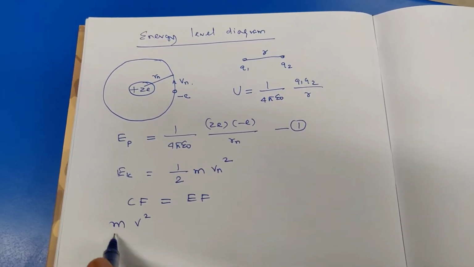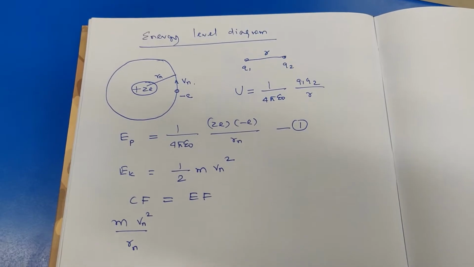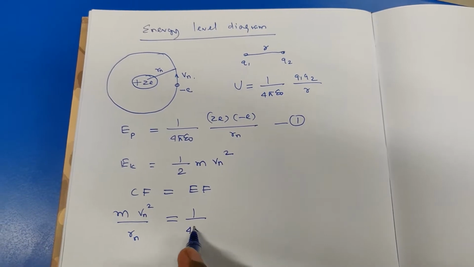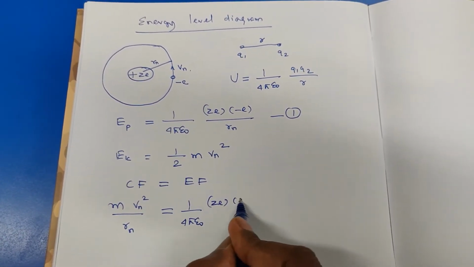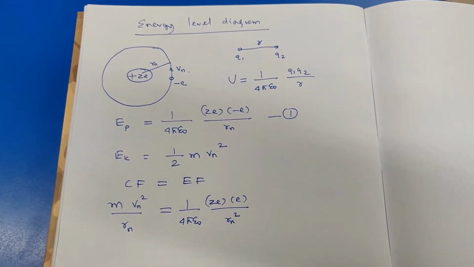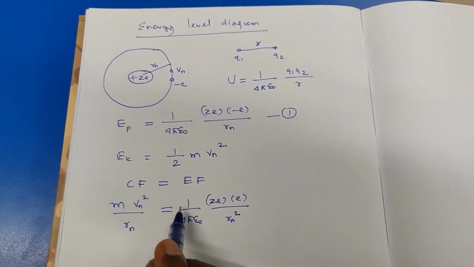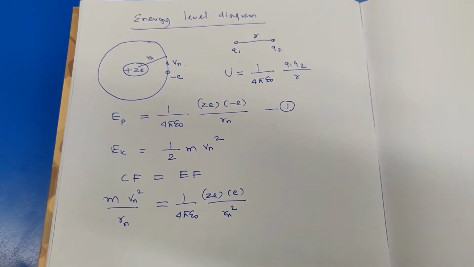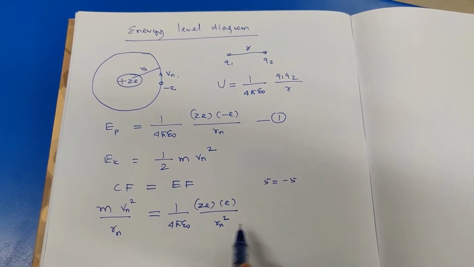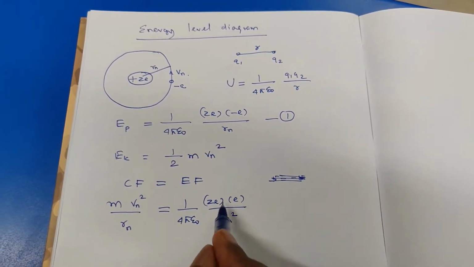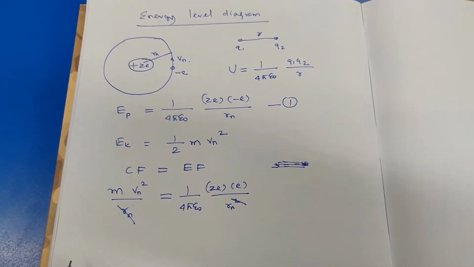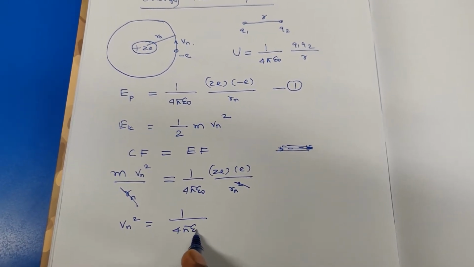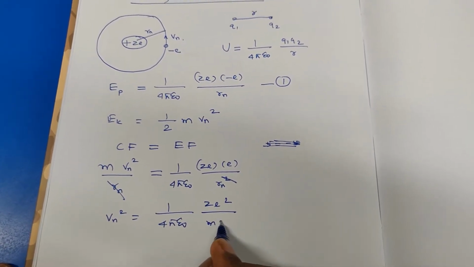It is m v square by r. This is m Vn square by Rn because it is in the nth orbit. And what is the electrostatic force between the charges? It is 1 by 4 pi epsilon naught, product of the charges divided by distance square. We will not put the minus sign here because the magnitude of the electrostatic force is equated to the centripetal force. We don't put that minus sign here. Then Rn gets cancelled, so you get Vn square is 1 by 4 pi epsilon naught Ze square by m Rn.